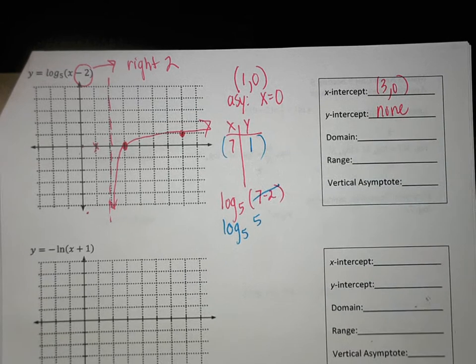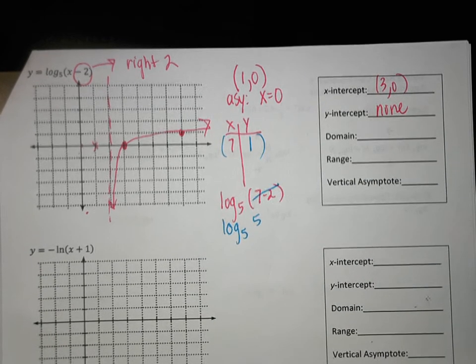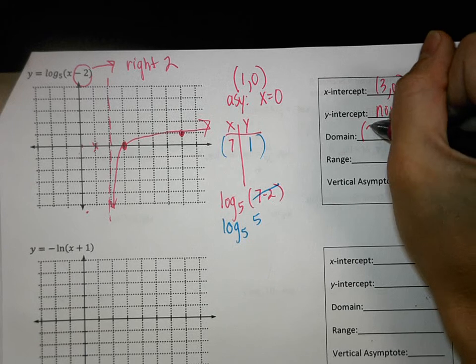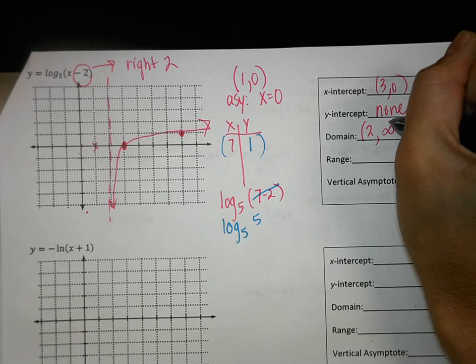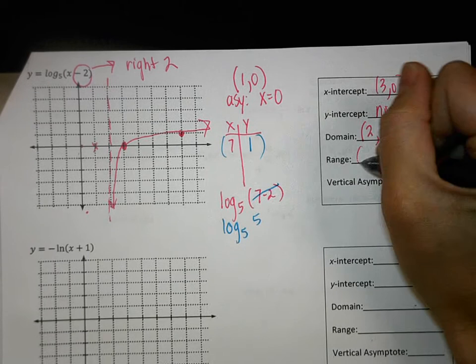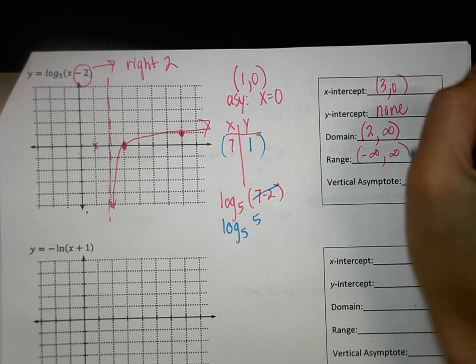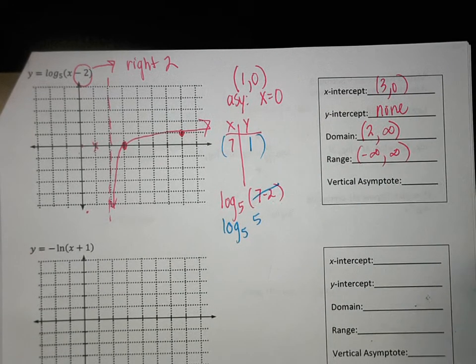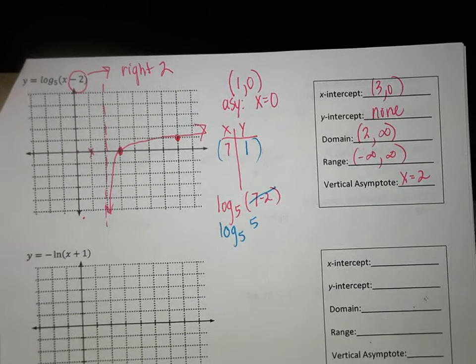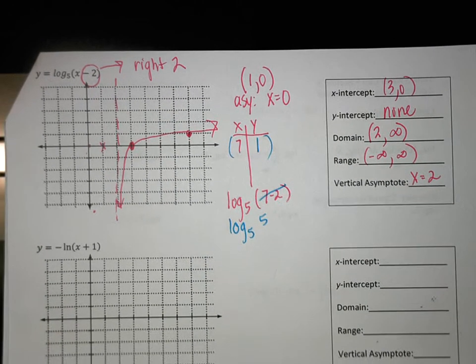This one, what's my domain going to be on this one? Where is it starting at? Very good. Parenthesis 2 to positive infinity. What's my range on this one? Negative infinity to positive infinity. And what is my vertical asymptote? Well done. Okay, do we have questions before we move on to this next one?